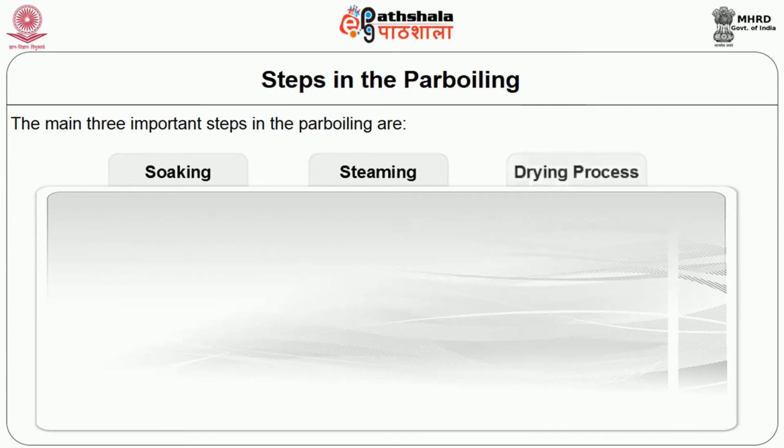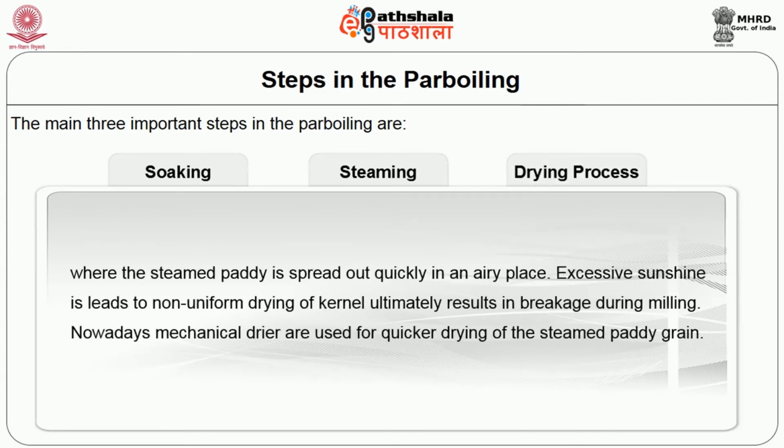The final step in parboiling is the drying process, where the steamed paddy is spread out quickly in an airy place. Excessive sunshine will lead to non-uniform drying of the kernel, ultimately resulting in breakage during milling. Nowadays, mechanical dryers are used for quicker drying of steamed paddy grain.